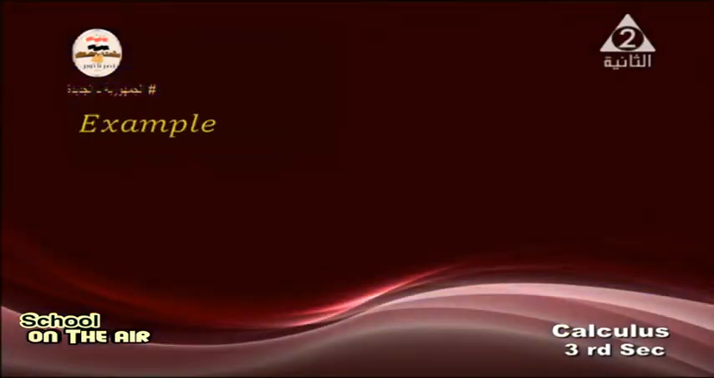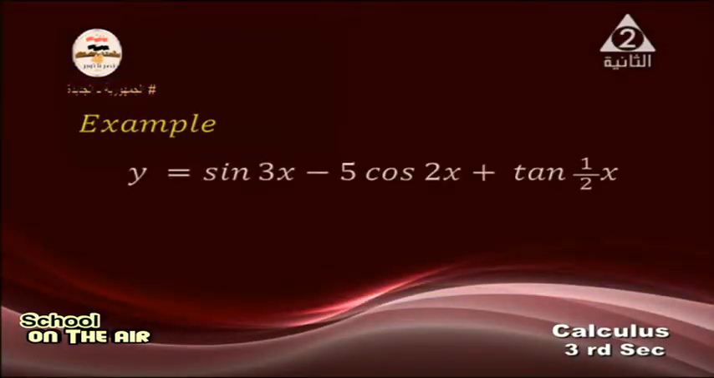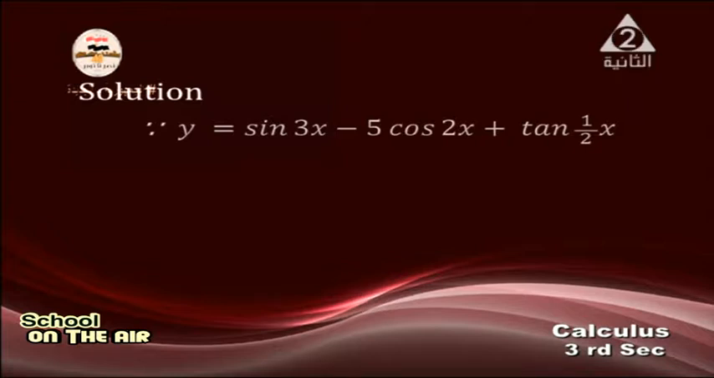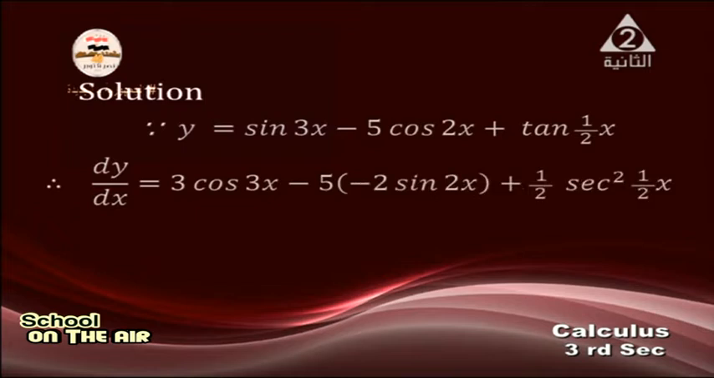Another example. If y equals sine 3x minus 5 cosine 2x plus tan half x, find dy dx. We have trigonometric functions. y equals sine 3x minus 5 cosine 2x plus tan half x. Then dy dx equals, what is the derivative of sine 3x? The derivative of sine 3x is 3 cosine 3x. Cosine 3x is the derivative of the function sine 3x, and 3 is the derivative of the angle 3x.